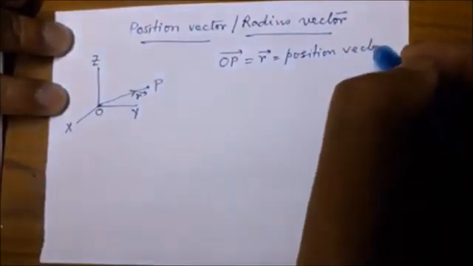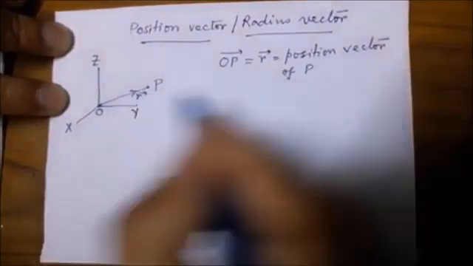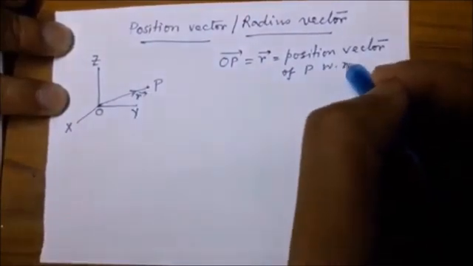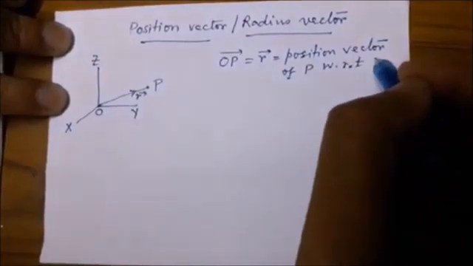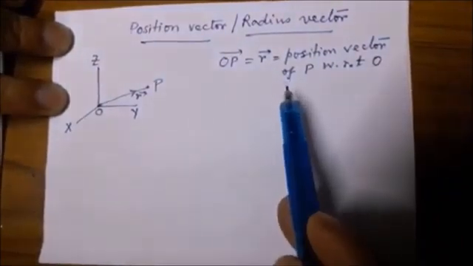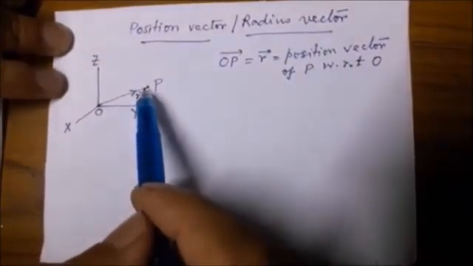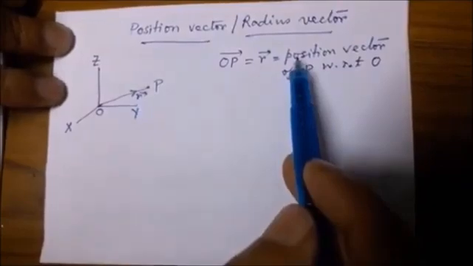So OP, which we call vector R, is defined as the position vector of P with respect to O. Note that the arrow sign is towards the point whose position vector we are writing.